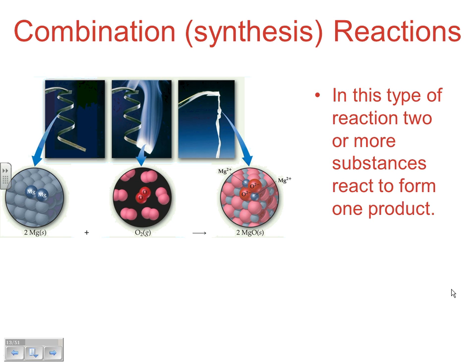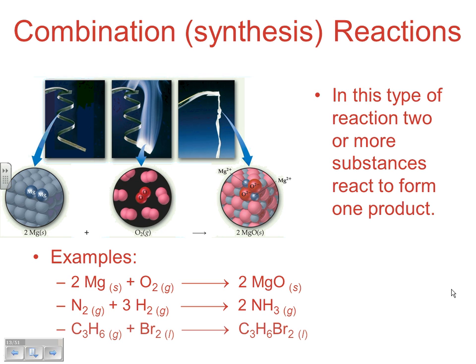First, you have combination, or sometimes referred to as a synthesis reaction. In this type of reaction, 2 or more substances react to form a single product. So magnesium and oxygen are reacting to make magnesium oxide. 2 substances reacting to make 1 substance. That would be an example of a combination reaction. So here we have a variety of different combination reactions.